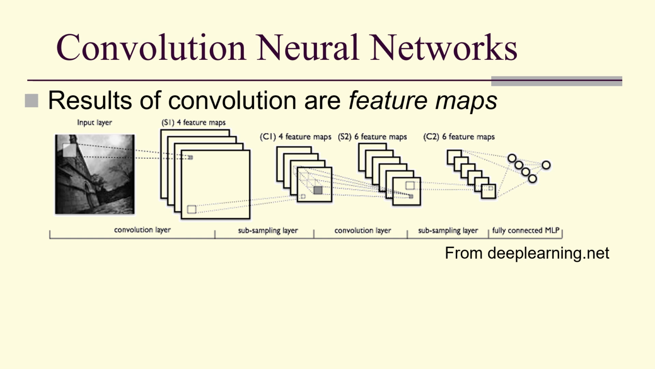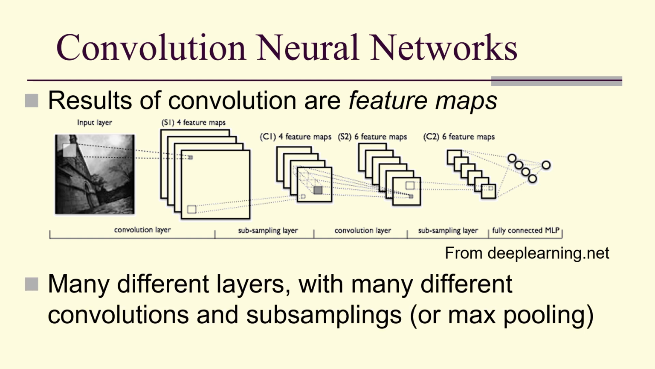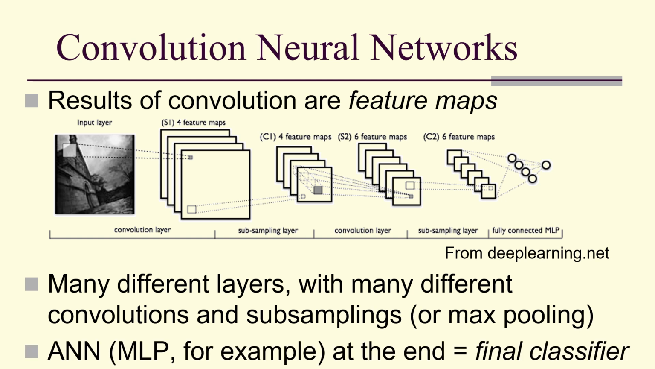And you can put all of these convolutional layers together, and you can end up with a convolutional neural network. Many different layers with many different convolutions and subsamplings or max pooling. An artificial neural network, an MLP for example, is the final classifier at the very end. So the convolutions are representational learning followed by our final classifier, which is an ANN.